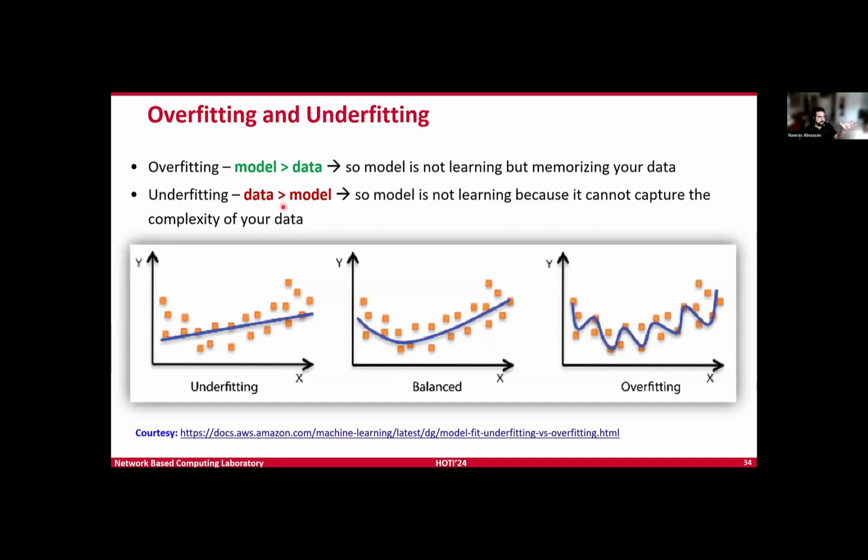Underfitting is the opposite, where the data is too large and the model is too small, so the model is not complex enough to capture the complexity of the data, and we end up with a naive representation of the data set. So that's why it is also important to pick the right model for the right data set.